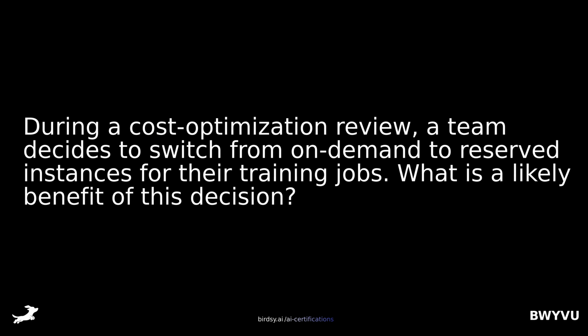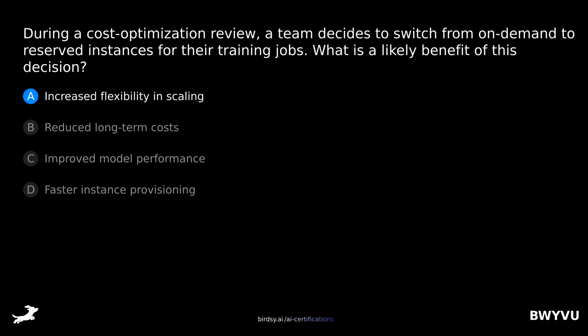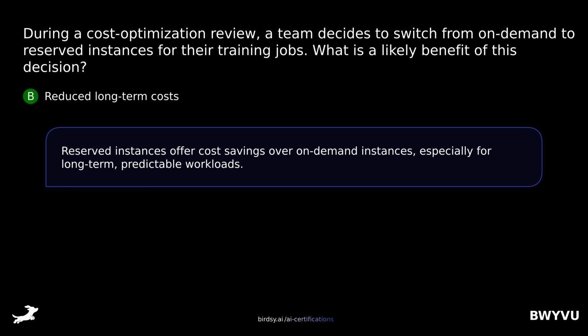During a cost optimization review, a team decides to switch from on-demand to reserved instances for their training jobs. What is a likely benefit of this decision? Is it A, increased flexibility in scaling, B, reduced long-term costs, C, improved model performance, or D, faster instance provisioning? The answer is B, reduced long-term costs. Reserved instances offer cost savings over on-demand instances, especially for long-term predictable workloads.